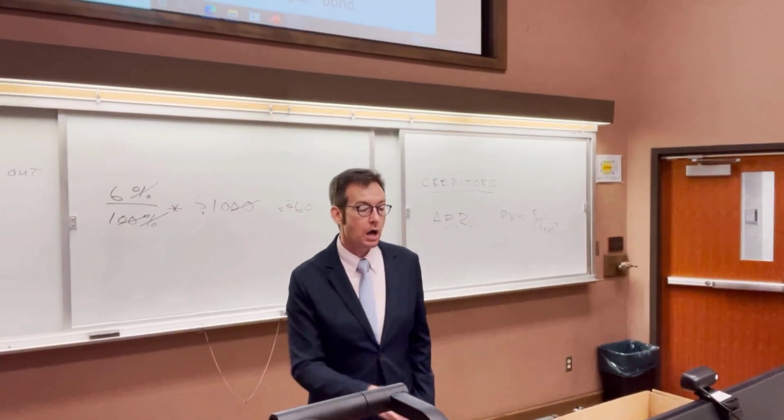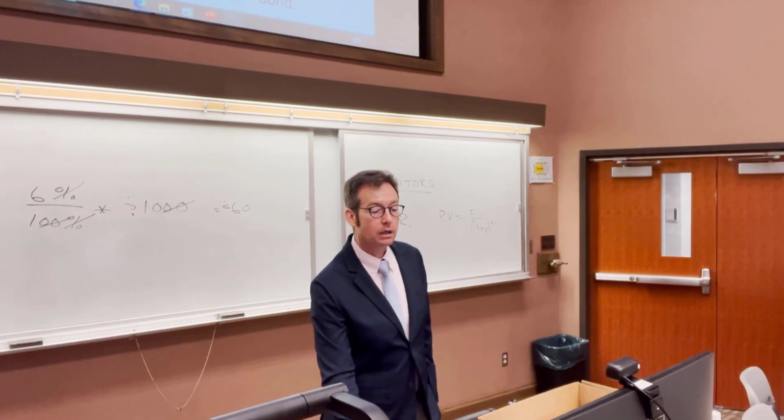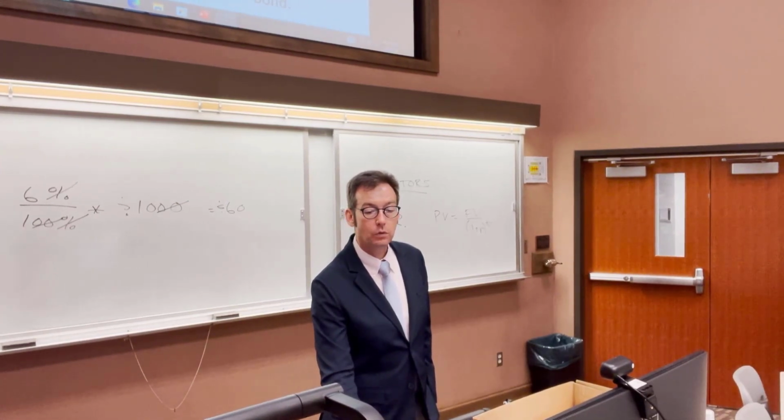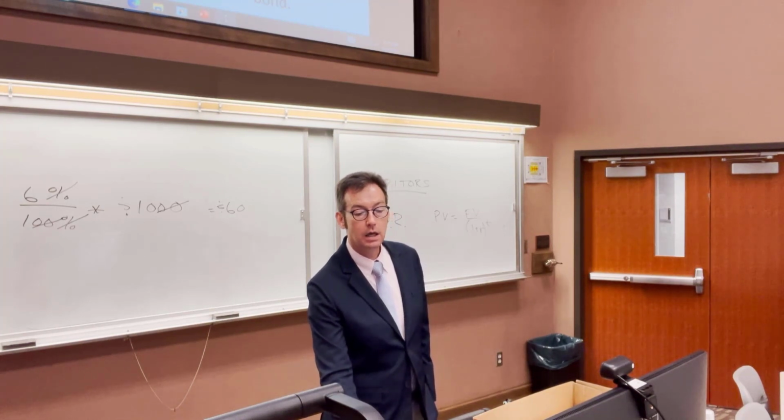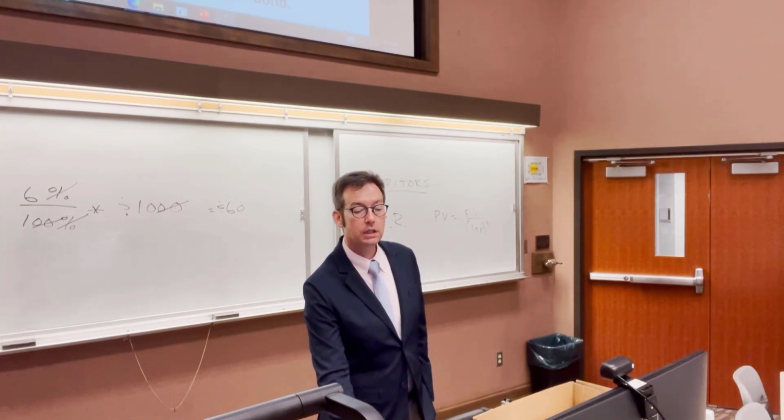Okay, now we're gonna start looking for what we need to plug in here. What do you think I should put in for N? 10, we got 10 years here. And yield to maturity, 6%, what should I do with that?